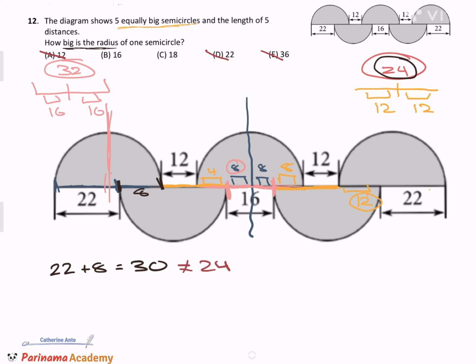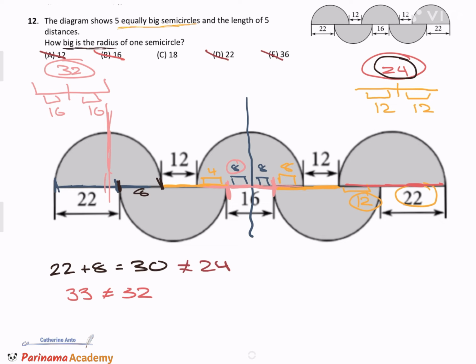But when we add 12 and 22 together, we get 34. And our diameter is 32. So 34 is not equal to 32. So B can't be the answer either, which means C must be our answer. But let's just make sure.